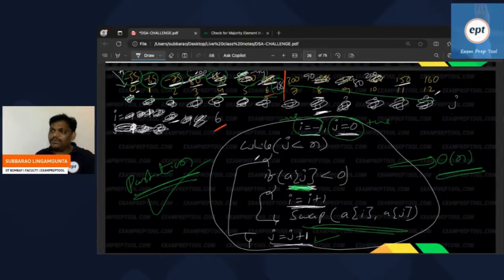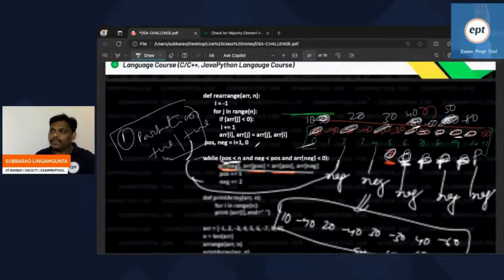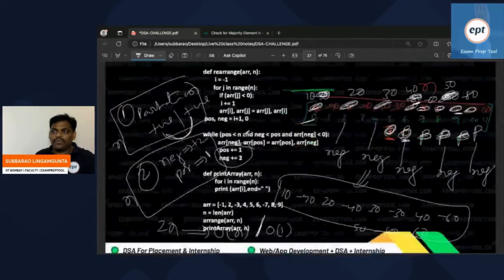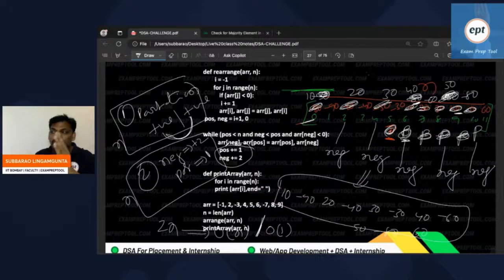Partition first. Partition algorithm also I have written. This is a partition algorithm. Next one is right. So positive person will be there. P will be there first to positive place. Negative will be there first to negative place. Right? First to negative place, negative is there. First to positive place, positive is there. Swap them.